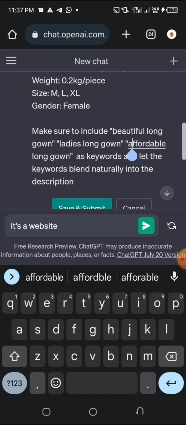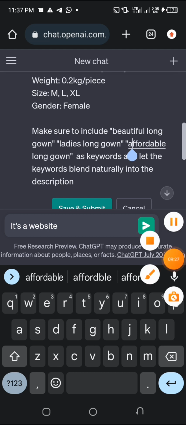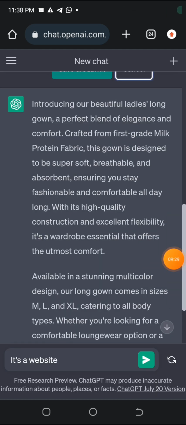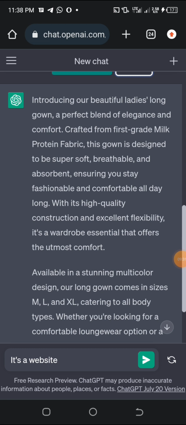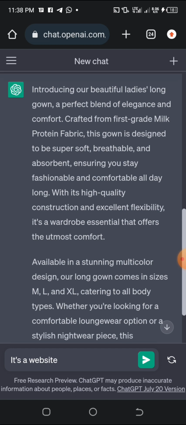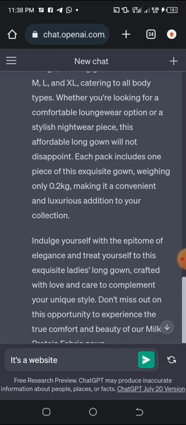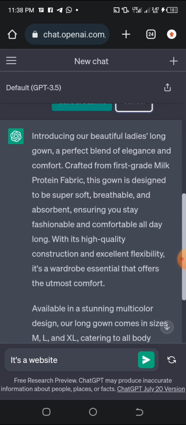So let's allow it to write. So this is what ChatGPT gave me. It said, "Introducing our beautiful long gown." Of course, it's an AI. So on our product description, we're not going to be writing "introducing." That word "introducing," you are going to take it off. That's where human voice comes in. But at least it has helped us with this description, and then I will read it and write it.